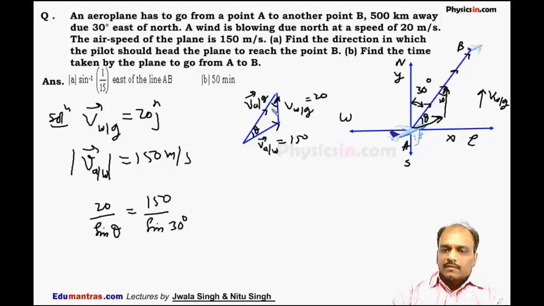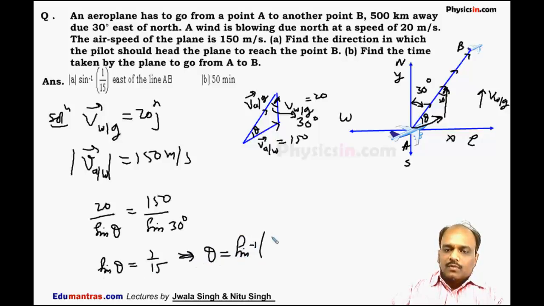This angle is 30 degree. So taking the sine rule, it is 20 by sine theta equals 150 by sine 30. From here we get sine theta equal to 1 by 15. So the aeroplane is moving at an angle theta, which is equal to sine inverse of 1 by 15, in the eastward direction from this line AB.